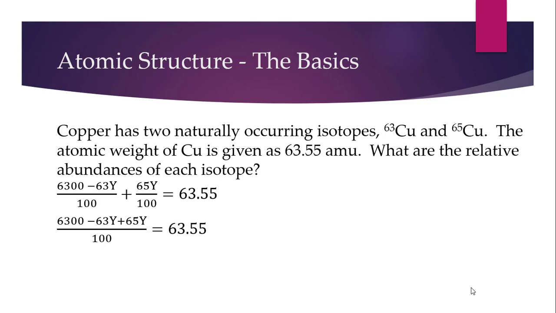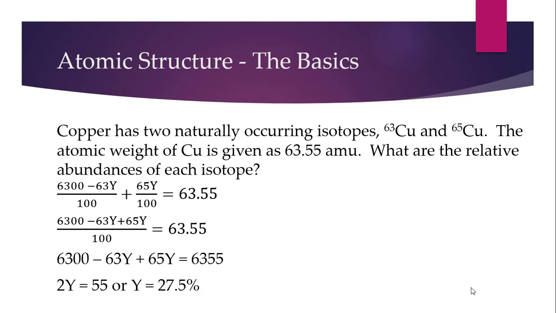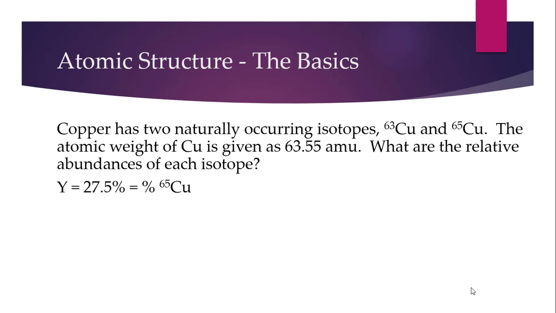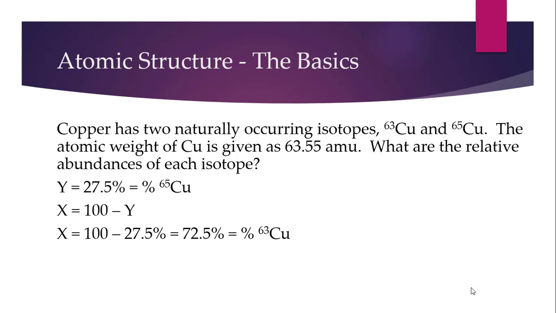Multiply both sides by 100. Subtract the 6300 from both sides. Subtract the 63y from the 65y. I get 2y equals 55, or y equals 27.5%. Well, y is equal to the percentage of copper-65. We know that x is 100 minus y, so plug the value in, and you get 72.5% equals the percentage of copper-63. So we've worked backwards to get the relative abundances.